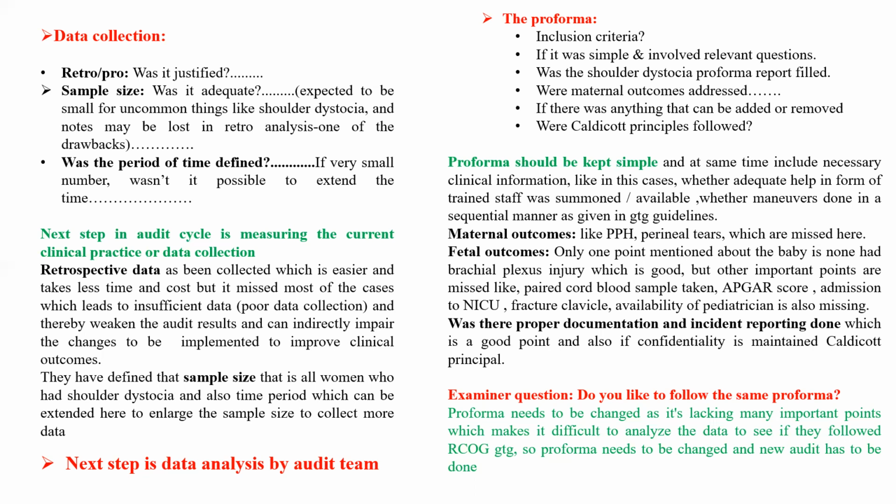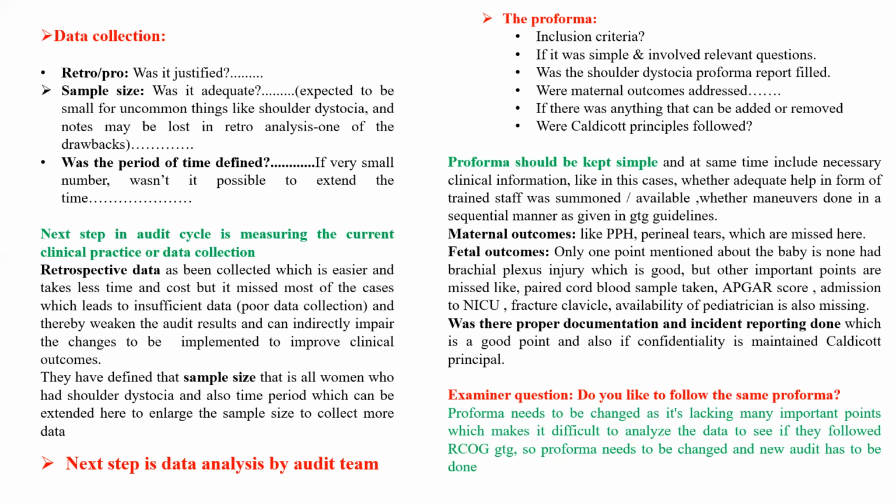Now the next step of the audit is the data analysis. So here you have to comment about the pro forma. What are the inclusion criteria? You have to comment if it was attached to the audit or not, and if it is there, was it simple? Was it involving the relevant questions? Was the shoulder dystocia pro forma filled? Were the maternal outcomes addressed? Were any fetal outcomes also addressed? And if there is anything that can be added or removed. You also have to comment about the Caldicott Principles and the Data Protection Act to protect the confidentiality of the patient.